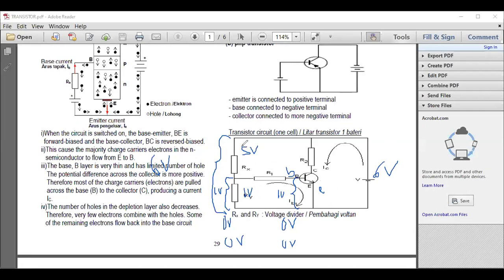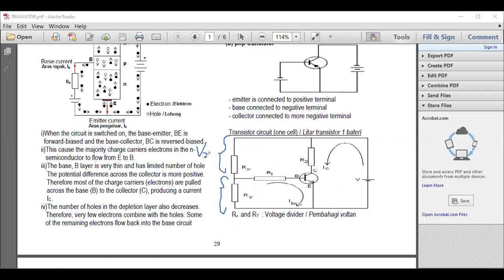Let's say I put in some figures. This is Vx, this is Vy, and this will be your base emitter. Let's say the voltage of the battery is 6 volt. If the voltage of X is 6 volt, the voltage of Y will be 0. The total here must equal this. If Y is 0 volt, your base emitter voltage will also be 0 volt.